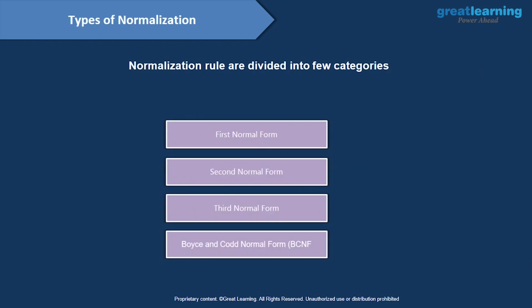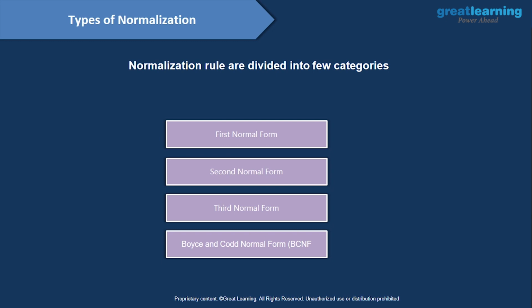Now, let's have a look at what are the types of normalization techniques we have. Normalization rules are divided into a few categories. We have first normal form, which is known as 1NF in short. We also have second normal form, that is known as 2NF. We also have third normal form. And lastly, we have Boyce-Codd normal form, that is BCNF. So we have already seen what are the types or categories of normalization. Now we will have a look at how you can implement them, and how you can use them in your databases as well.